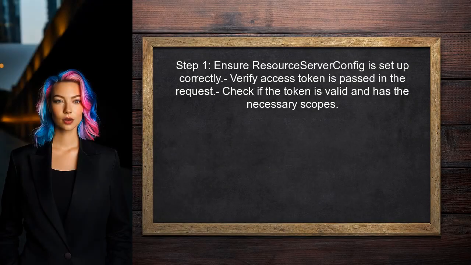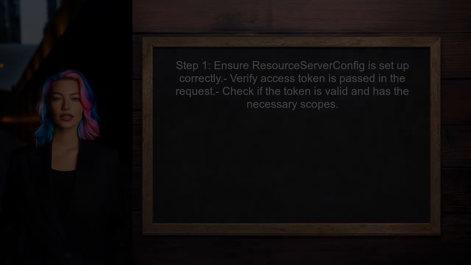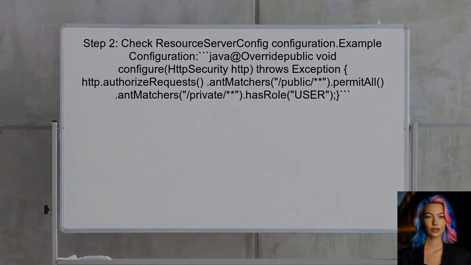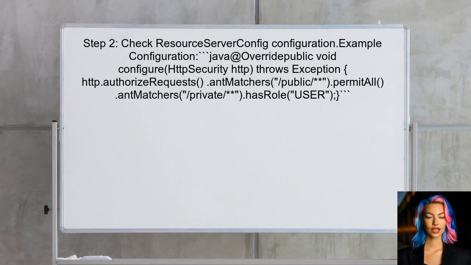To grant access to authorized users from the resource server, the user should ensure that the resource server config is correctly set up to handle the access token. This involves verifying that the token is being passed correctly in the request. Next, the user should check the configuration of the resource server config class. It should include the necessary security settings to allow access to the secured resources.